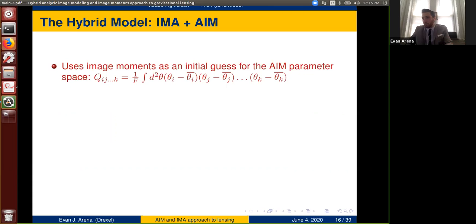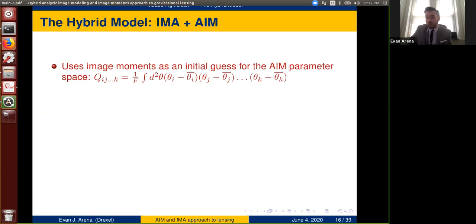First, I make some improvements on AIM by reducing the size of its parameter space. And I also expand upon the image moments approach by using image moments to compute estimates for all of the parameters we just discussed. That is, I use image moments as an initial guess for the AIM parameter space.